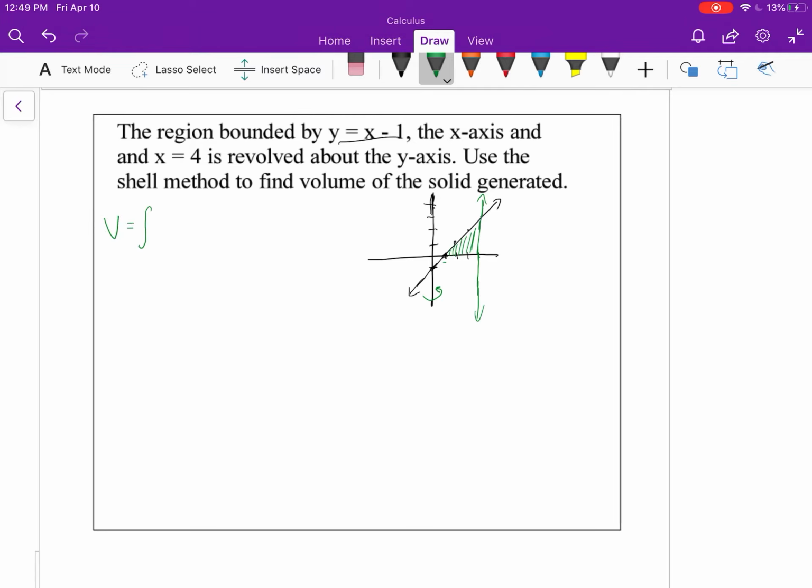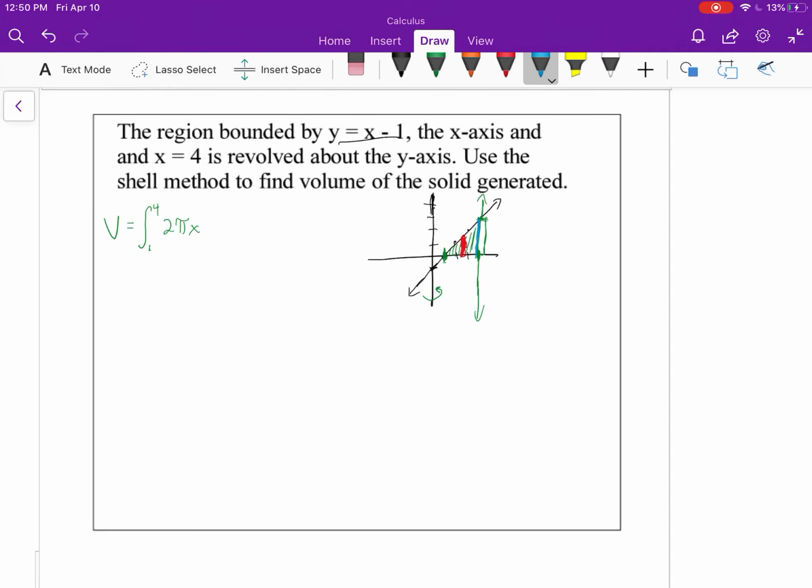So our volume is going to equal the integral from 1 to 4, because that's the beginning and ending of the interval. And remember, it's going to be 2 pi times the radius. Well, the radius is always x, 2 pi x, times the height. Well, in this case, the height changes depending on where we are in this graph. So this red one has a different height than the one down here, this blue one. So the height is changing.